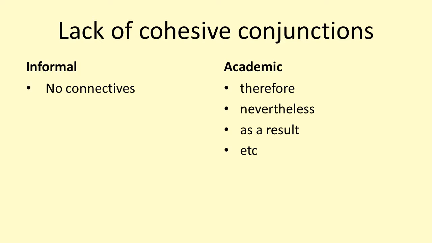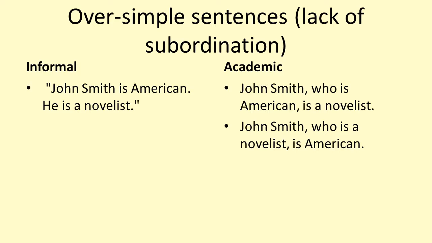In informal writing, simple sentences consisting of only one clause are common. We might write, "John Smith is American. He is a novelist." Whereas in formal academic writing, complex sentences containing subordinate clauses are common. We might write, "John Smith, who is American, is a novelist." Or alternatively, "John Smith, who is a novelist, is American."